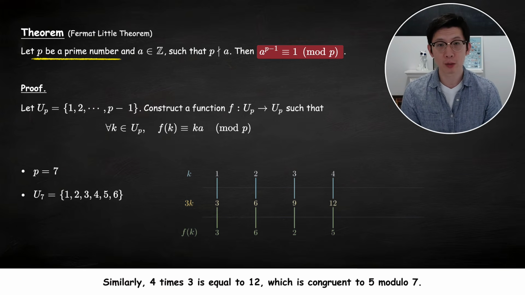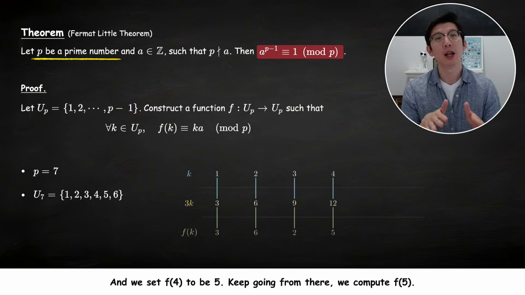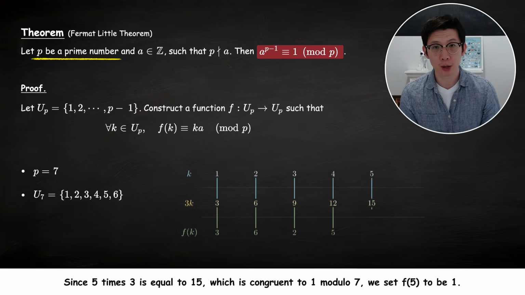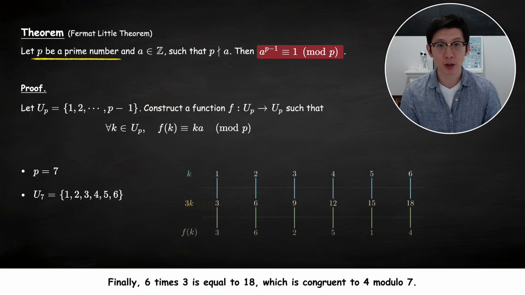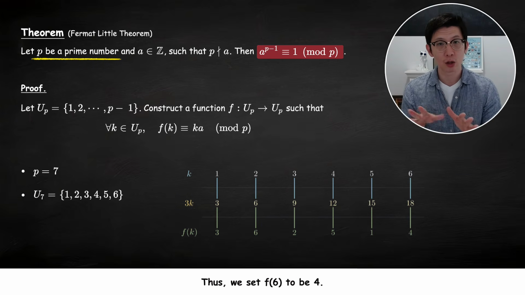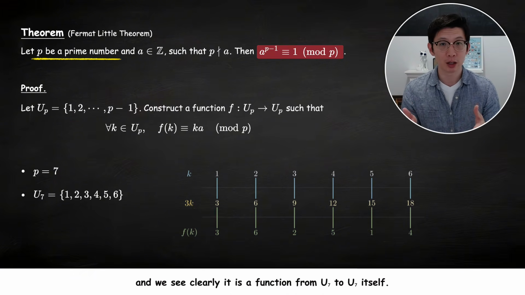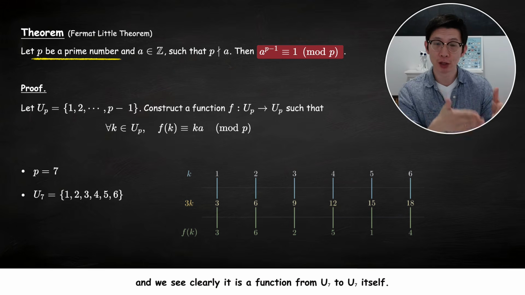Similarly, 4 times 3 is equal to 12, which is congruent to 5 modulo 7, and we set f4 to be 5. Keep going from there, we compute f5. Since 5 times 3 is equal to 15, which is congruent to 1 modulo 7, we set f5 to be 1. Finally, 6 times 3 is equal to 18, which is congruent to 4 modulo 7. Thus, we set f6 to be 4. In this way, our construction is finished, and we see clearly it is a function from U7 to U7 itself.